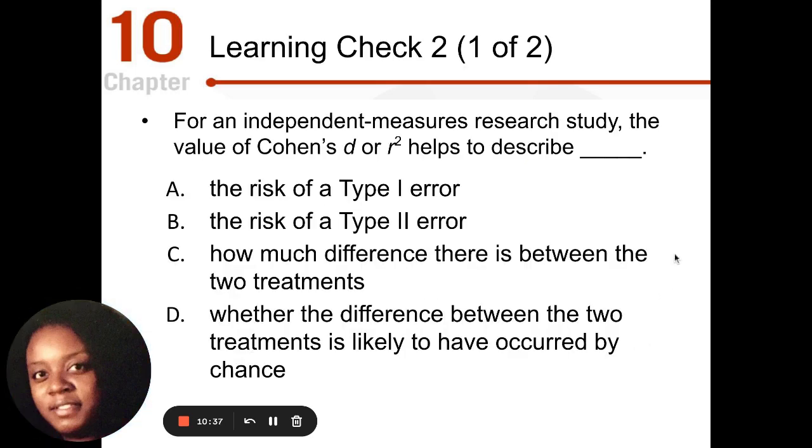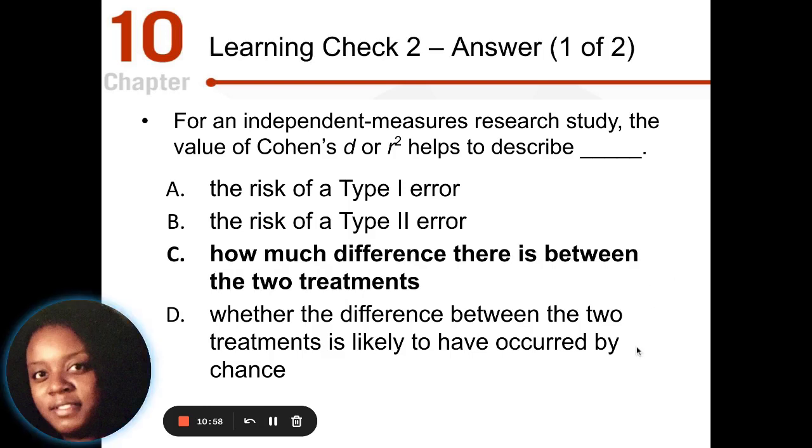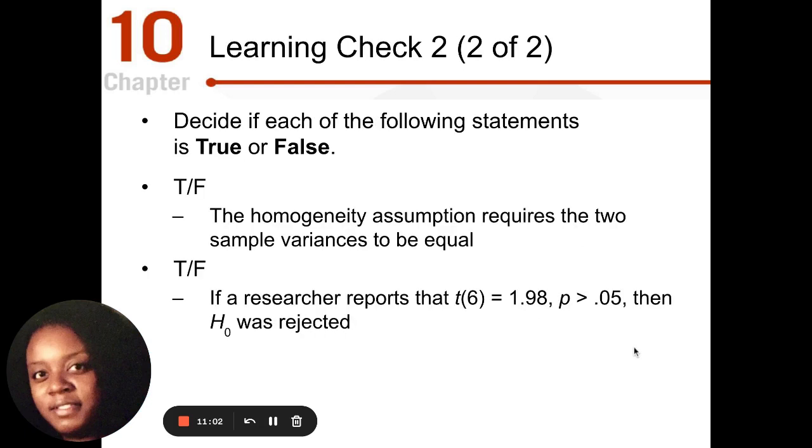Let's go ahead and do an additional learning check. For an independent measures research study, the value of Cohen's d and r squared helps to describe what? I'll give you a few moments to think about the correct answer. And you should have gotten C, how much difference there is between those two treatments.